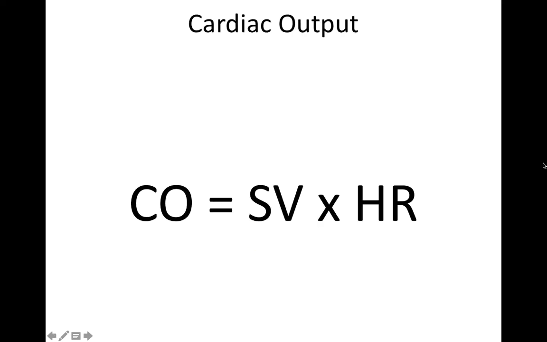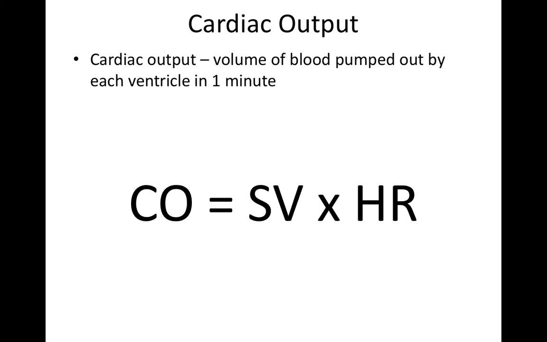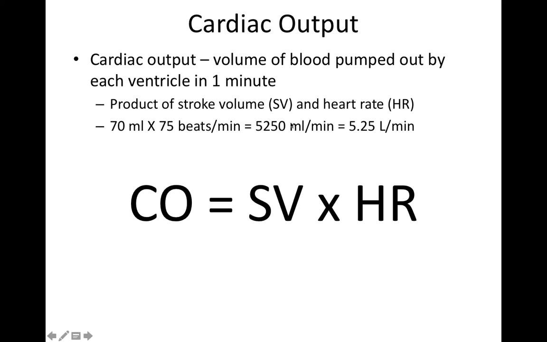Okay, so let's talk about what cardiac output is. Cardiac output is the product of stroke volume and heart rate. So it's the volume of blood pumped by the ventricles each minute. And you need to take stroke volume, which is usually about 70 mL. Stroke volume is the difference between EDV and ESV. So it's represented on that chart we just looked at.